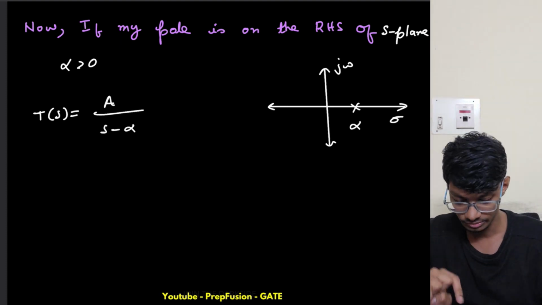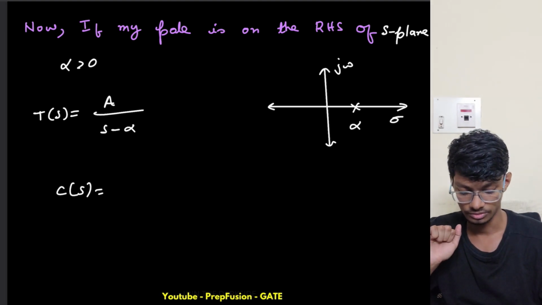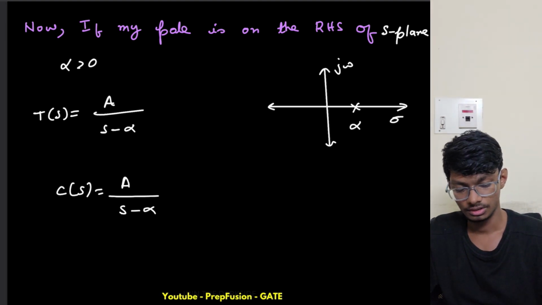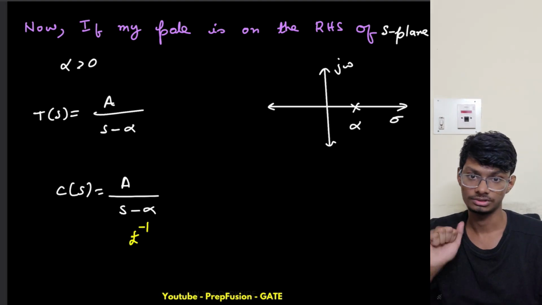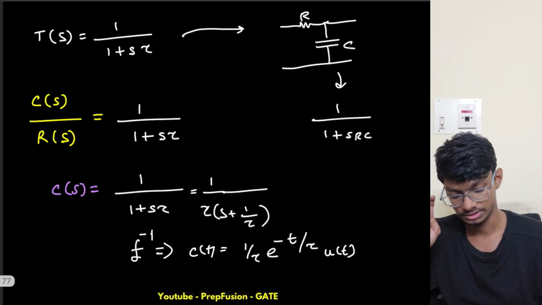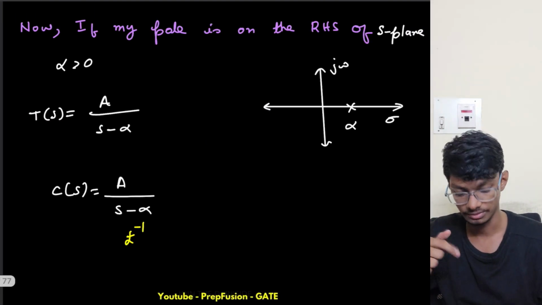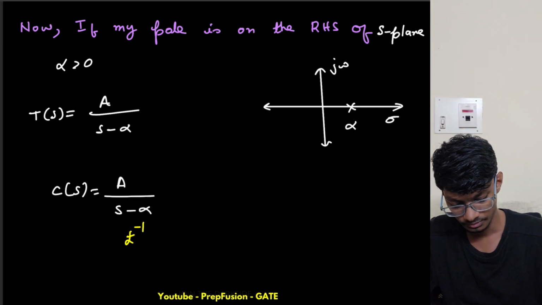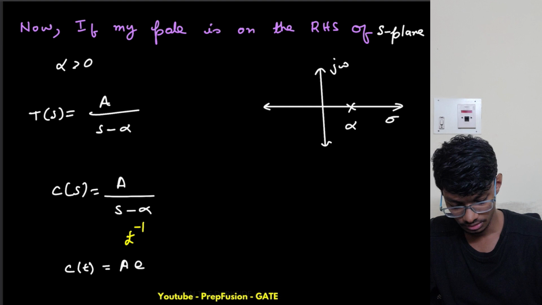Now if my transfer function is like this, what will my output be? Simply I will find the impulse response. So C of s equals, I will multiply 1 with this one, so it will be A by s minus alpha. Now we'll take the Laplace inverse of this one. I hope you remember the Laplace inverse of the earlier one was e raised to power minus at, because that was plus. That's why we got minus there and we'll get plus here. I taught you in basics. So the Laplace inverse will be c of t equals A e raised to power alpha t.